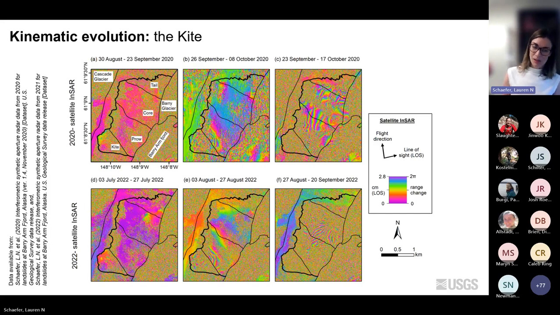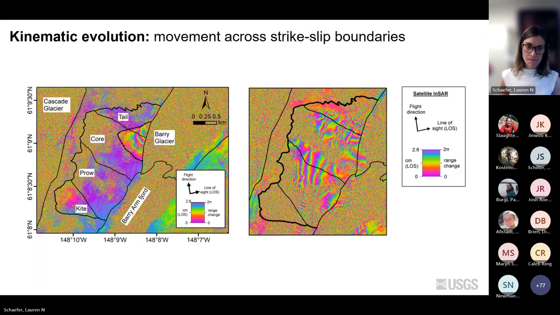We can also see this kind of kinematic jostle of all these elements. And it seems to vary whether or not this is going to happen or whether the kite is just going to continue to move independently. So the kite and the reversal is evidence of kinematic evolution.